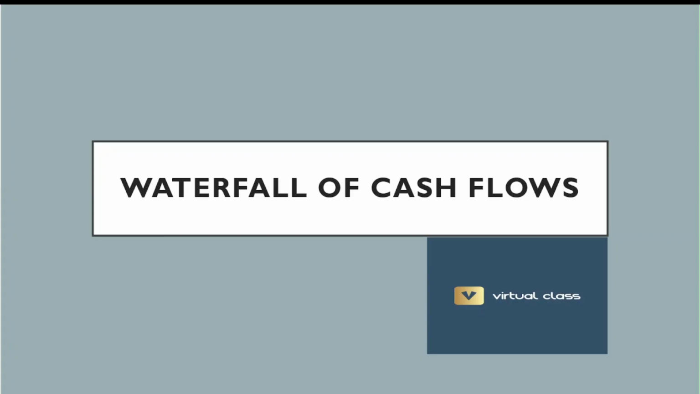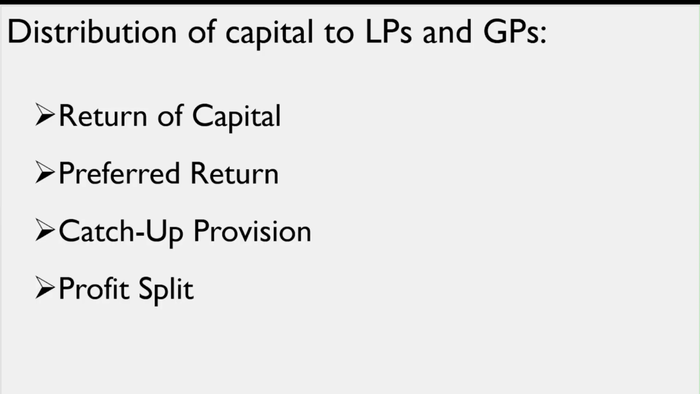So there are several steps in waterfall distribution in private equity. Let's look into those steps. The first step is return of capital. This means that the initial investments made by the limited partners is returned before any profits are distributed. As far as the preferred return goes, after the return of capital, the limited partners may be entitled to a preferred return, also known as the hurdle rate. This is a specified rate of return, typically expressed as a percentage, and that must be achieved before general partners receive any share of the profits.